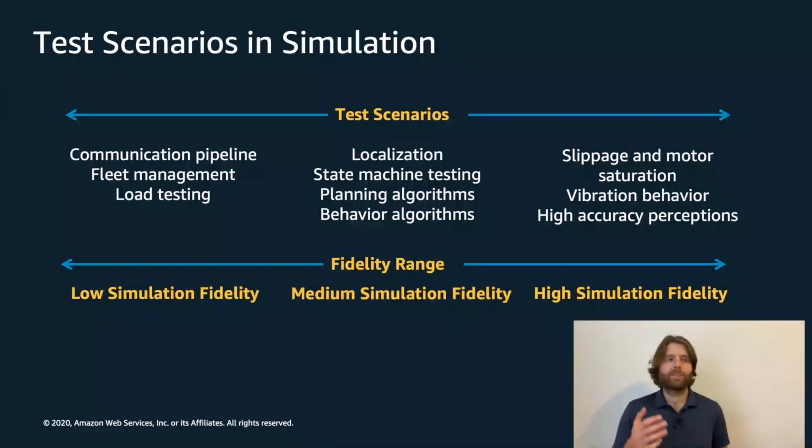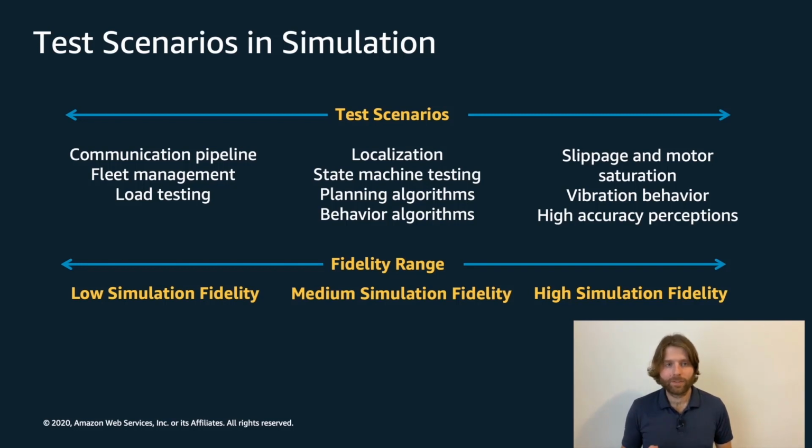So you might be wondering, what are the types of tests that folks could run in a simulation? So here's a couple examples. A low fidelity simulation can be leveraged when testing things like the communication pipeline, external fleet management software, and when you're running software load tests. When scenarios start to require physics engines to test the real world conditions, that's where 3D simulators like Gazebo are a good option. Today, running Gazebo-based simulation in RoboMaker is particularly well suited for medium fidelity simulations to test things like localization, planning, and behavior algorithms.